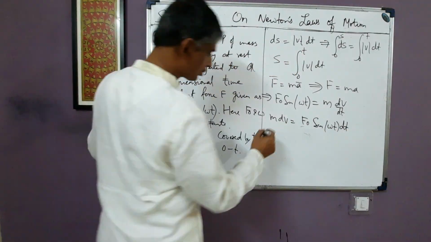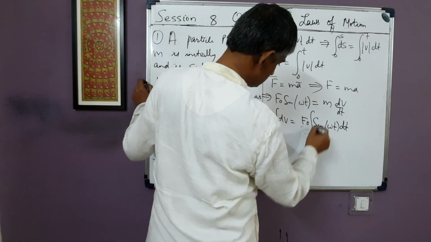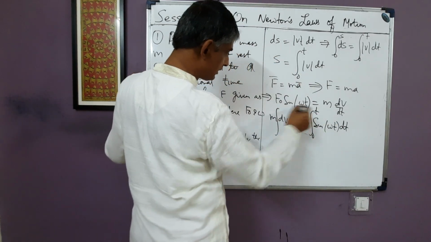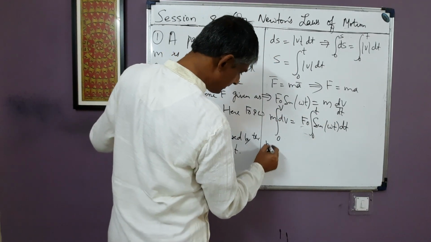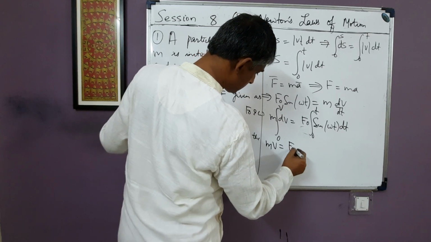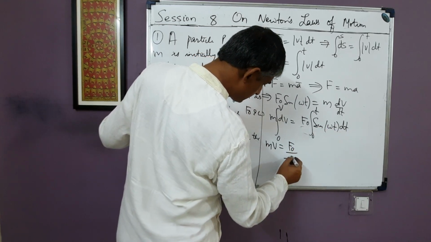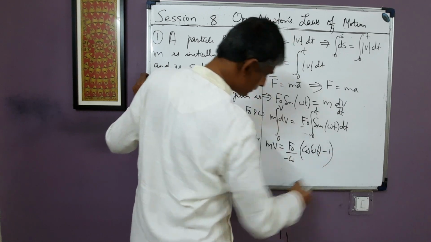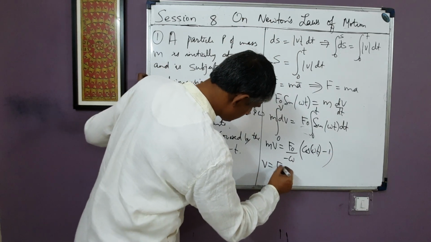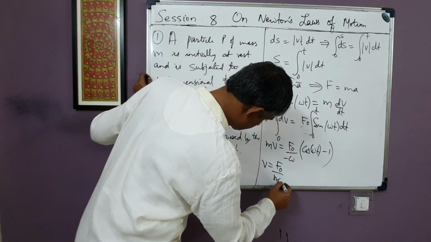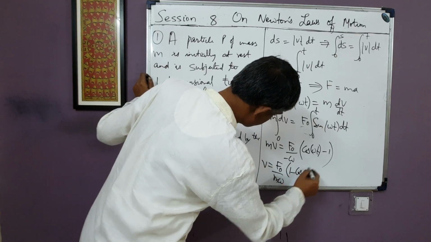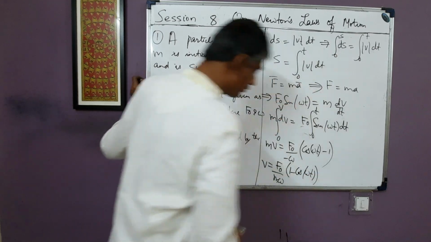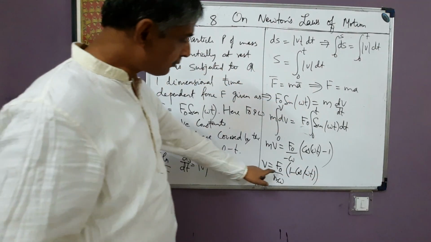Now I integrate this equation on both sides. From 0 to t, when t is 0 then v is 0. At t velocity becomes v. I integrate this, it becomes mv. F naught comes outside. This on integrating and inserting limits we get cos omega t minus 1. So v becomes F naught by m omega times 1 minus cos of omega t. This is the velocity of the point at time t.